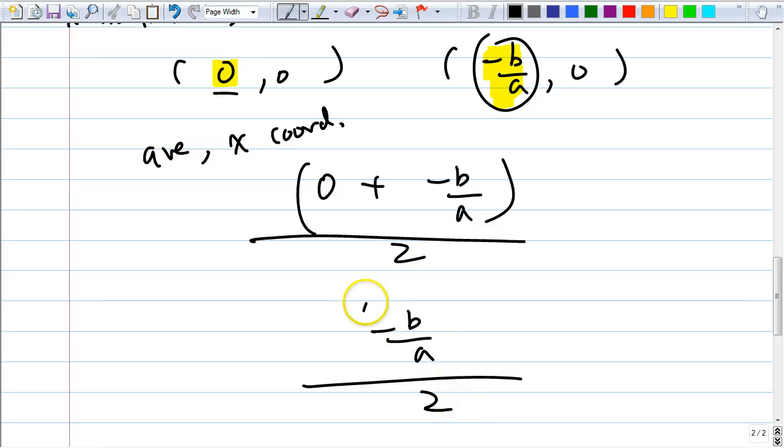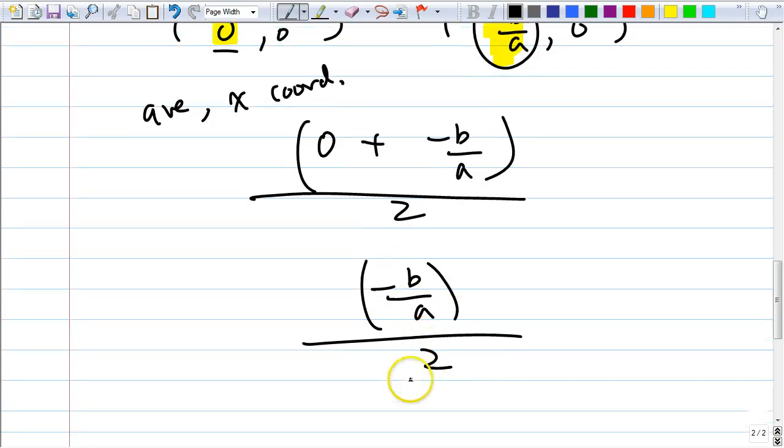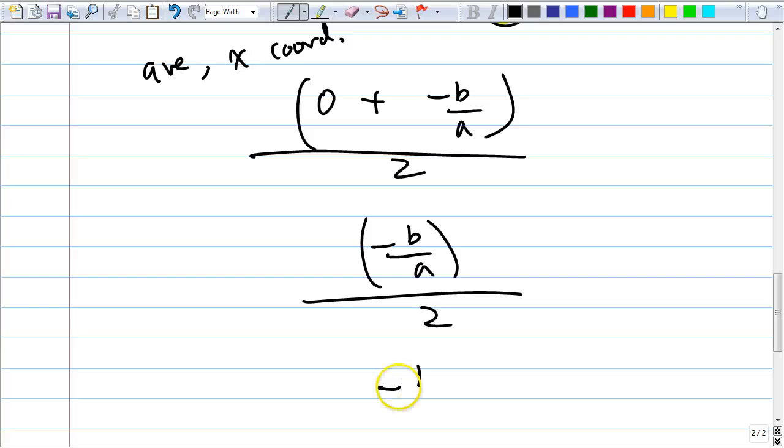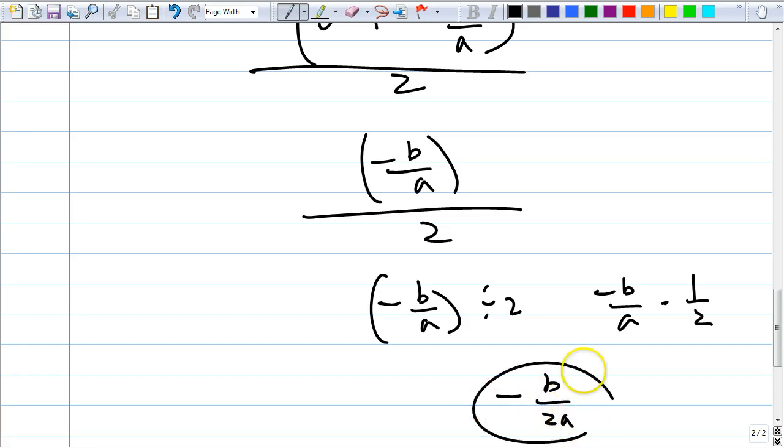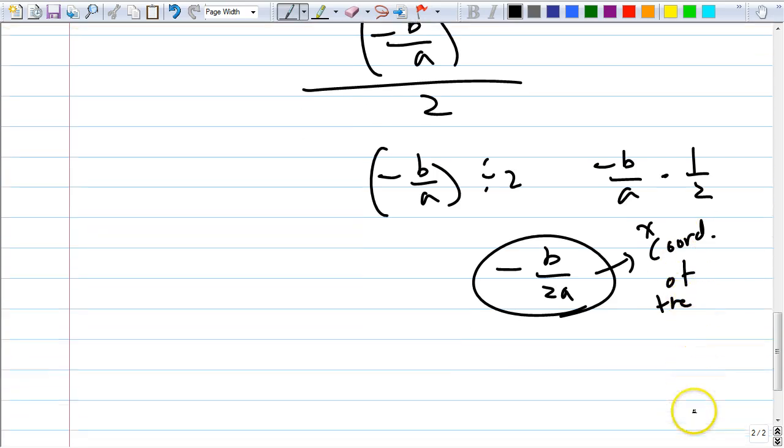What does that mean when the whole thing is over 2? The same thing as dividing by 2. So you could think of this as negative p over a divided by 2. What does it mean when you divide something by 2? That's negative p over a times 1 over 2. So therefore you got negative p over 2a. See, that is always going to be the x-coordinate of the what? Vertex.